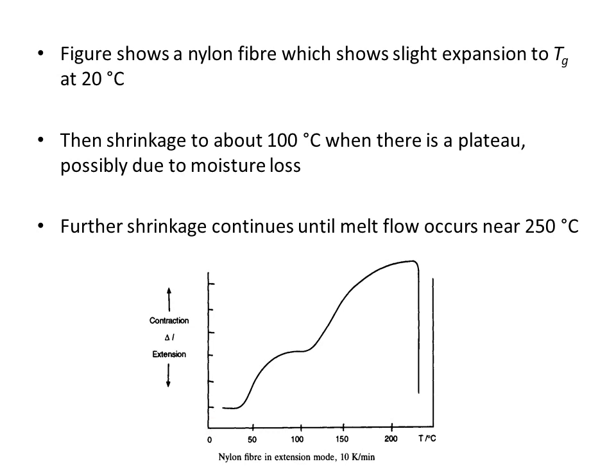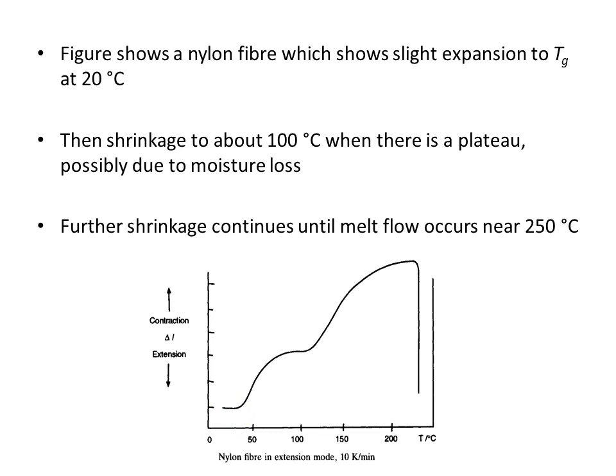So here is the TMA curve for nylon fiber. On the x-axis there is temperature, while on the y-axis there is change in length. A curve going upward shows contraction or decrease in length, while a curve going downward shows extension or increase in length. The figure shows a nylon fiber which shows slight expansion up to the glass transition temperature at 20 degrees centigrade. So at 20 degrees centigrade, which is the glass transition temperature, it shows quite an expansion.